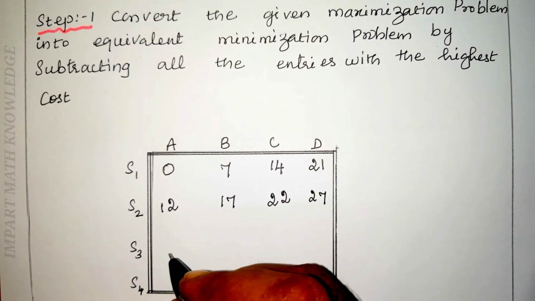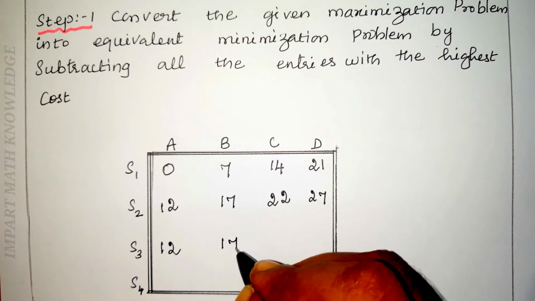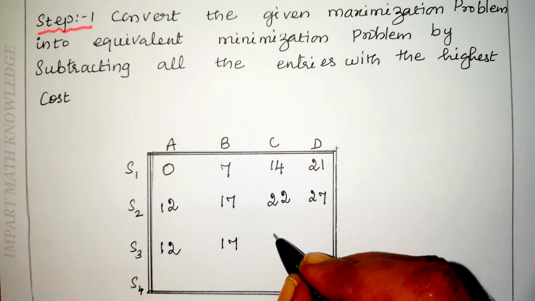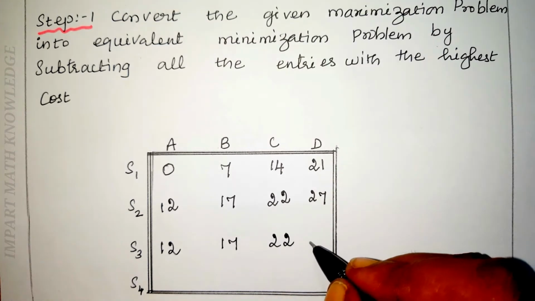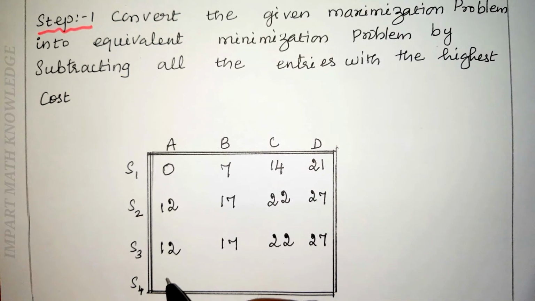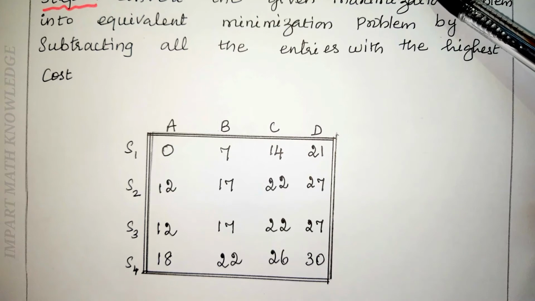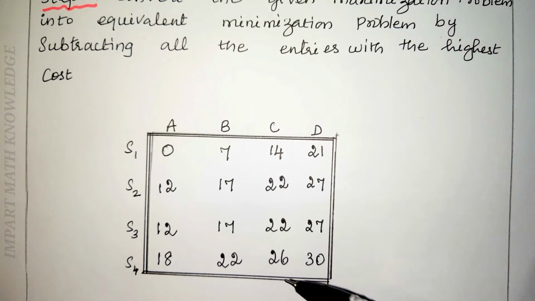Third row, 42 minus 30 is 12. 42 minus 25 is 17. 42 minus 20 is 22. 42 minus 15 is 27. Fourth row, 42 minus 24 is 18. 42 minus 20 is 22. 42 minus 16 is 26. 42 minus 12 is 30. The maximization problem is converted into an equivalent minimization problem. Now we can proceed in the usual manner to get the optimal assignment.